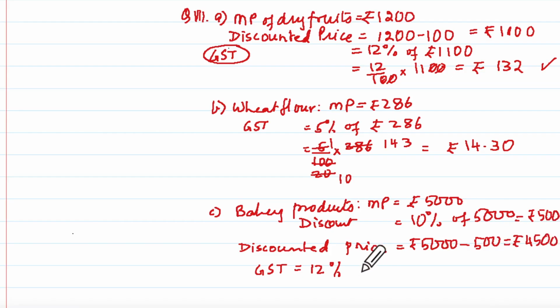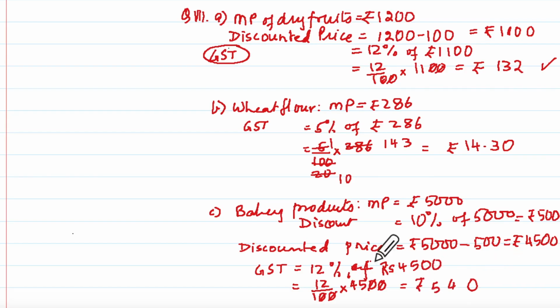Agreeable to your discount? So discounted price will be rupees 5000 minus 500, which is rupees how much? 4500. Now GST is going to be 12% of rupees 4500, which is equal to 12 upon 100 into 4500, which is equal to 12 5s 60. Carry 6. 12 4s 48. 48 and 6, 54. Are you getting this? Yes, ma'am.